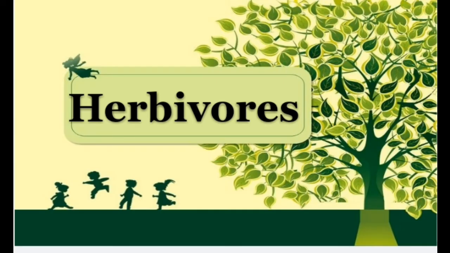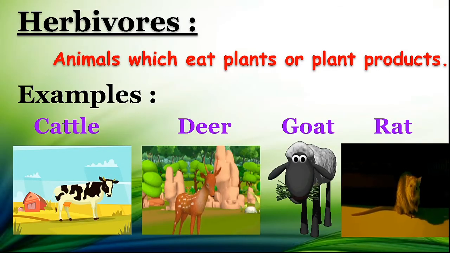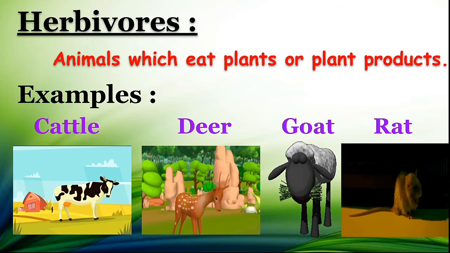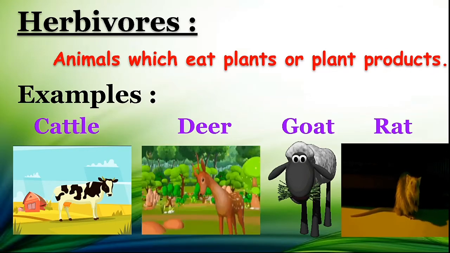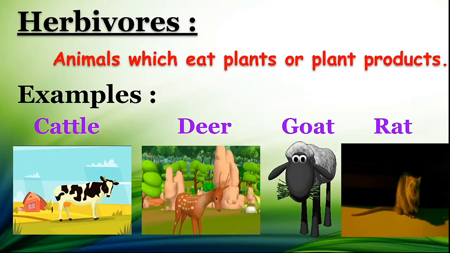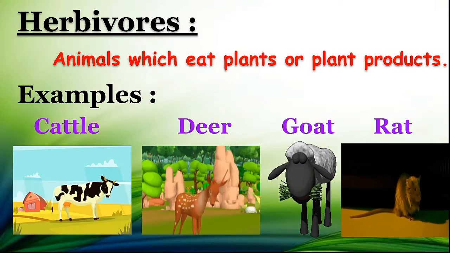First, let's see herbivores. Animals which eat plants or plant products are called herbivores. For example, cattle, deer, goat, and rat. So these are the examples of herbivores.